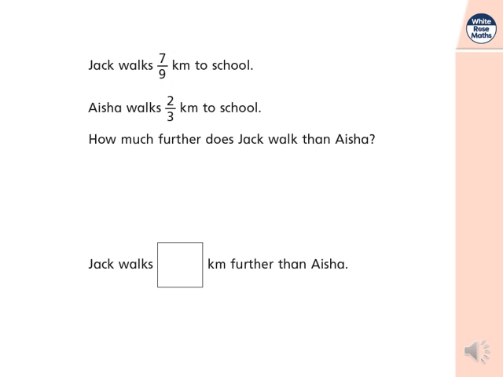Here we've got this question. It says Jack walks 7/9 of a kilometre to school. Aisha walks 2/3 of a kilometre to school. How much further does Jack walk than Aisha? So have a think. What information do you know? We know that Jack walks 7/9 of a kilometre. Aisha walks 2/3 of a kilometre, and that important language, how much further? What calculation will you have to do to find that out? Pause the video and have a go.